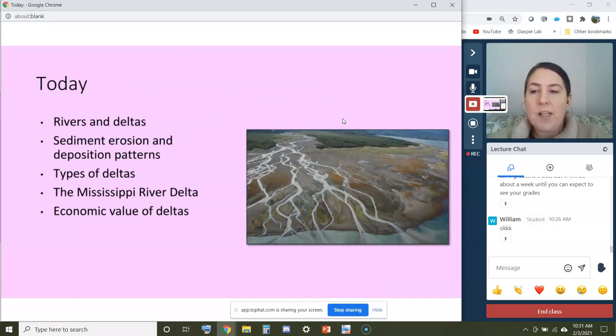So the learning goals for today are to understand rivers and deltas, how they're related, look at sediment erosion and deposition patterns in channelized systems like rivers and streams and deltas. We'll learn about the different types of deltas. We'll focus in a little bit on the Mississippi River Delta, and we'll look at the economic value of deltas.